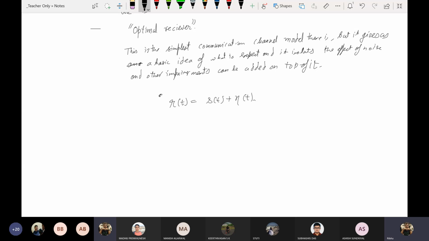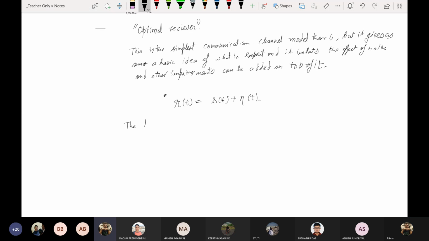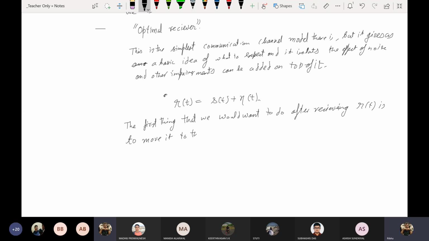So the first thing that we would want to do here after receiving r(t) is to convert it to a vector. So then you have to introduce the orthonormal vectors in order to fix it to a single space. Yes. That is precisely what we are going to do.